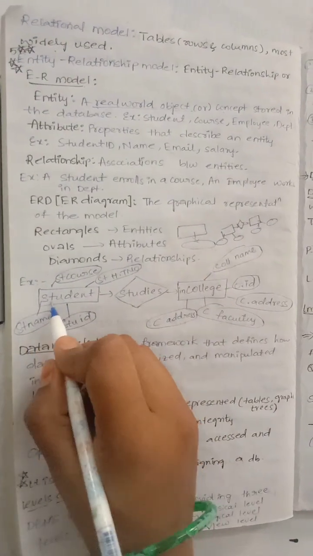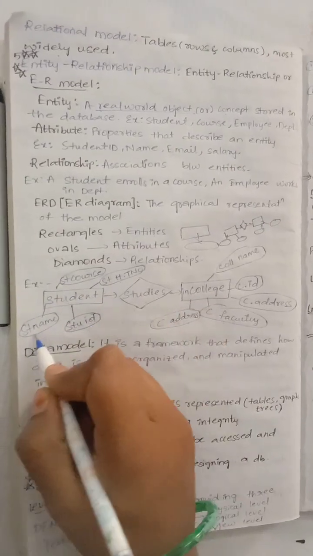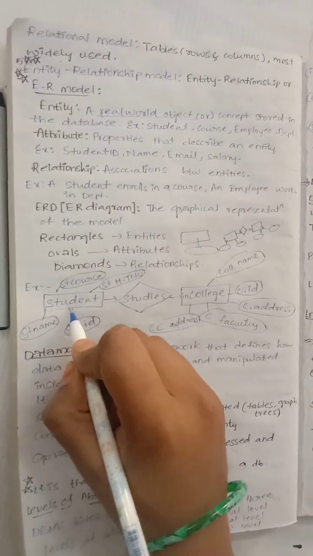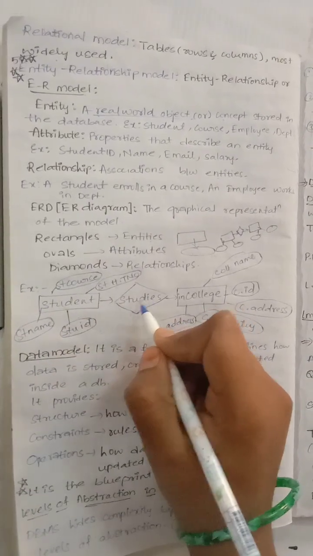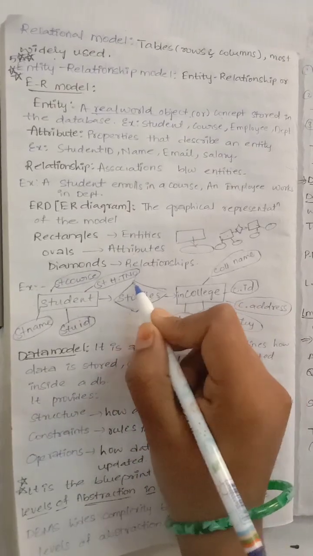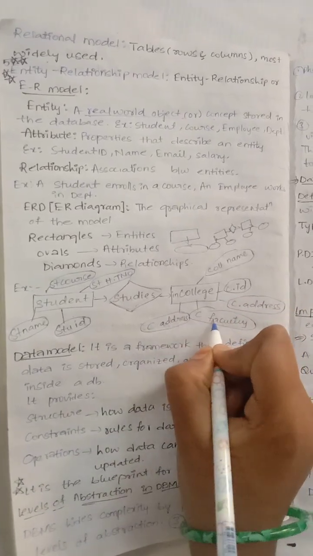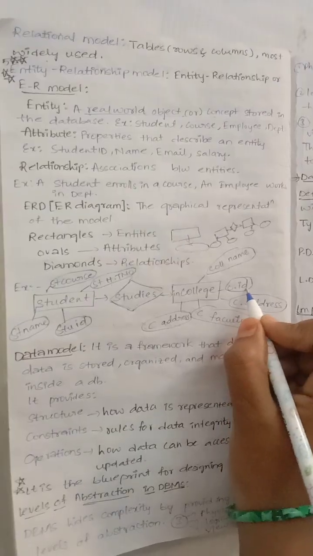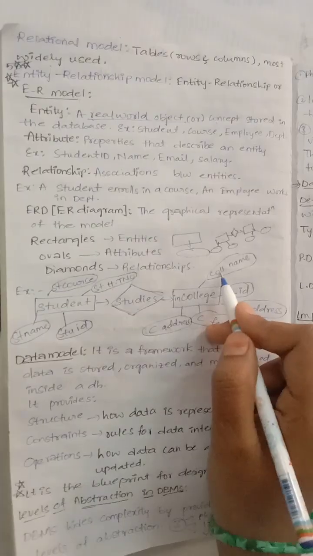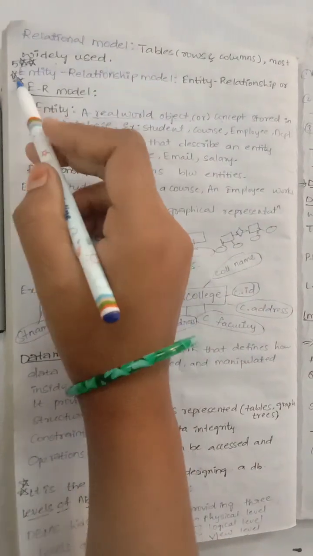This is an example. Student studies in college. Student has course, hall ticket number, student ID, student name. These are the properties or attributes of a student entity set. Studies is a relationship, and it depends on college. College has an address, faculty, ID, and name. These are the attributes or properties of an entity set. This is an example of the ER model. This is an important concept.